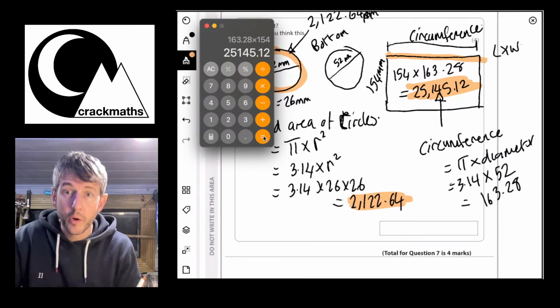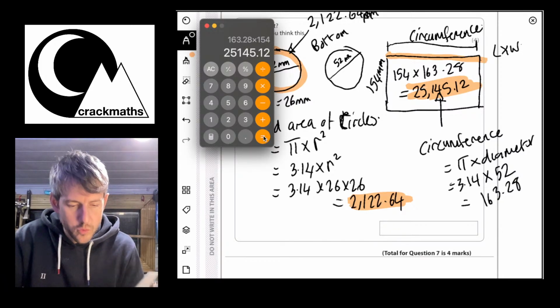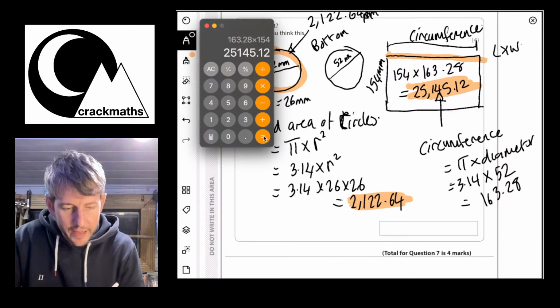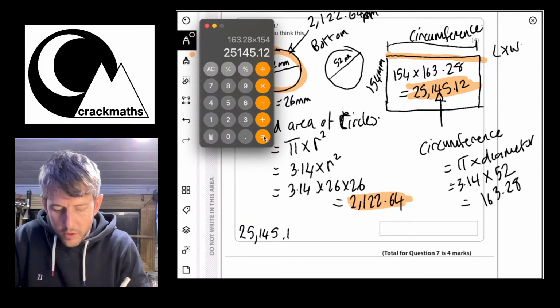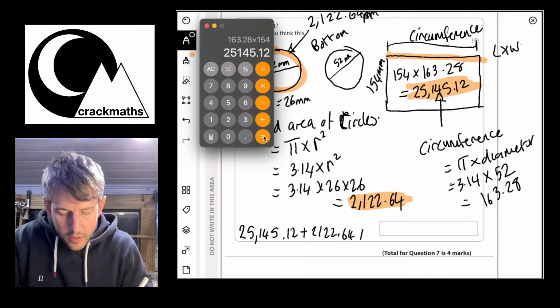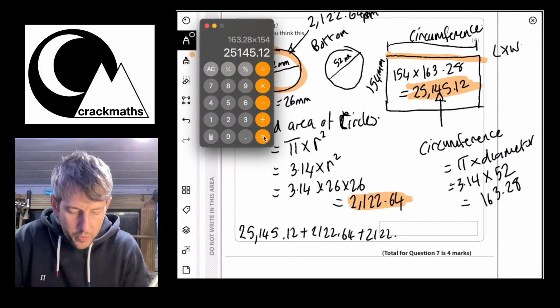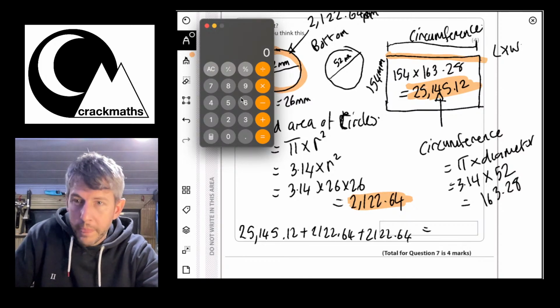Okay, so let's do that. Our final calculation will be 25,145.12 plus 2,122.64 plus 2,122.64. And let's see what that gives us. Okay, so we've got 25,145 add... One second. Let's put in the decimals in case they make a difference.